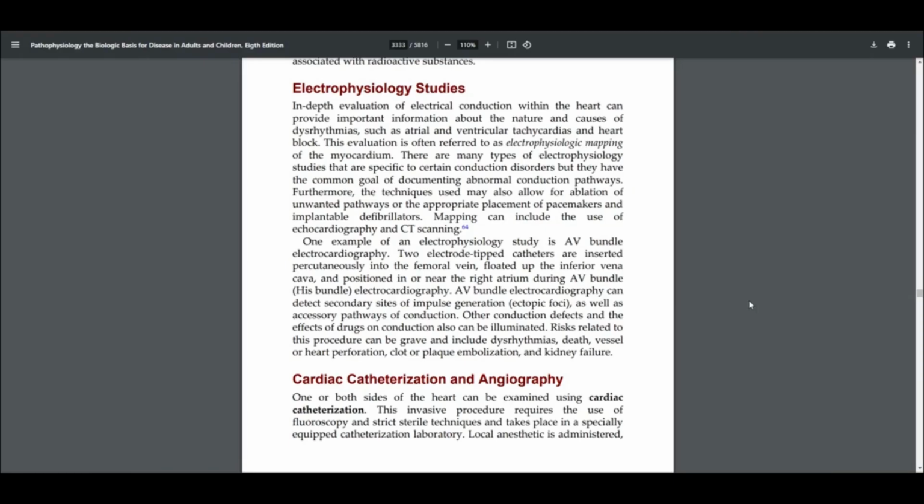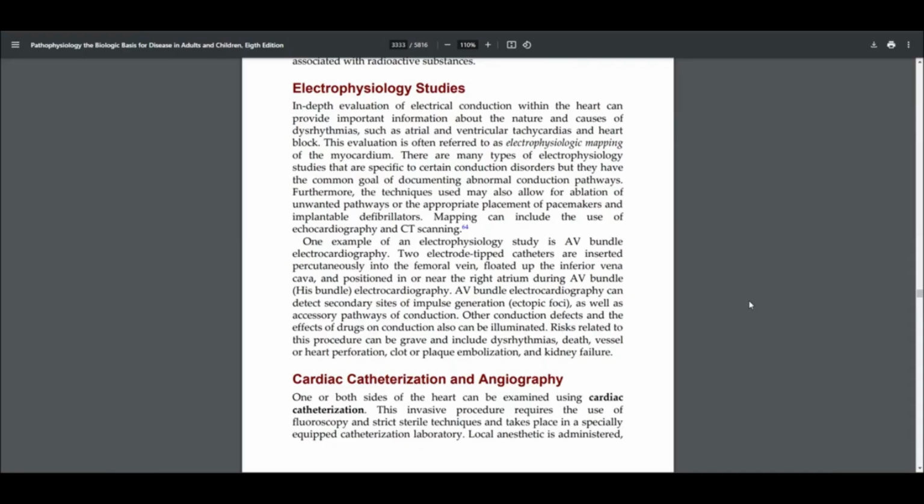Electrophysiology studies. In-depth evaluation of electrical conduction within the heart can provide important information about the nature and causes of dysrhythmias, such as atrial and ventricular tachycardias and heart block. This evaluation is often referred to as electrophysiologic mapping of the myocardium. There are many types of electrophysiology studies that are specific to certain conduction disorders, but they have the common goal of documenting abnormal conduction pathways.